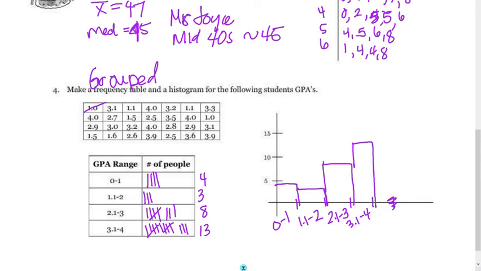So trying to be accurate here. I can't be very accurate on my Chromebook, but you can do a much better job on your paper. You could use a ruler. Just be neat.